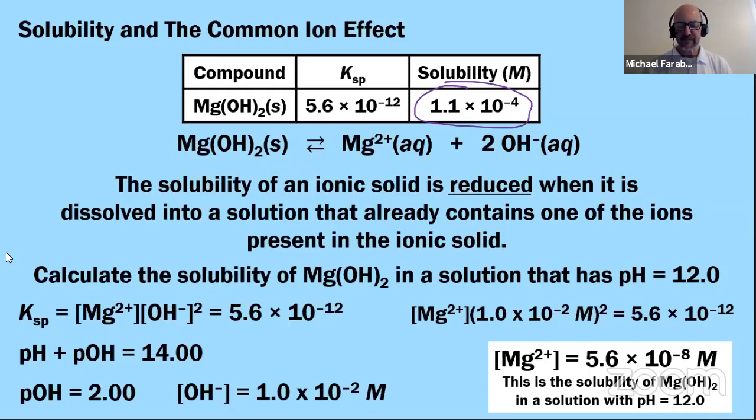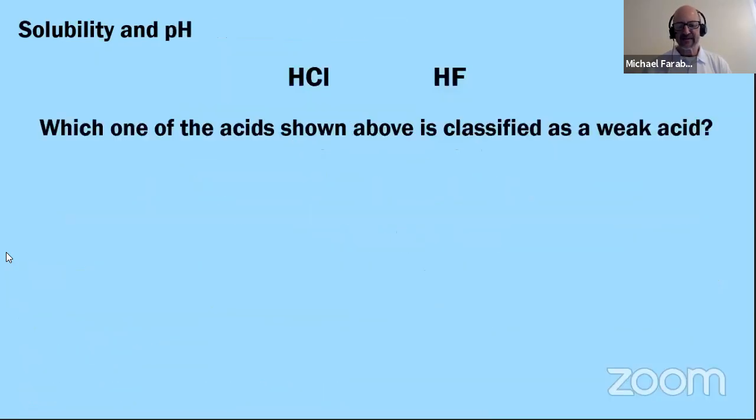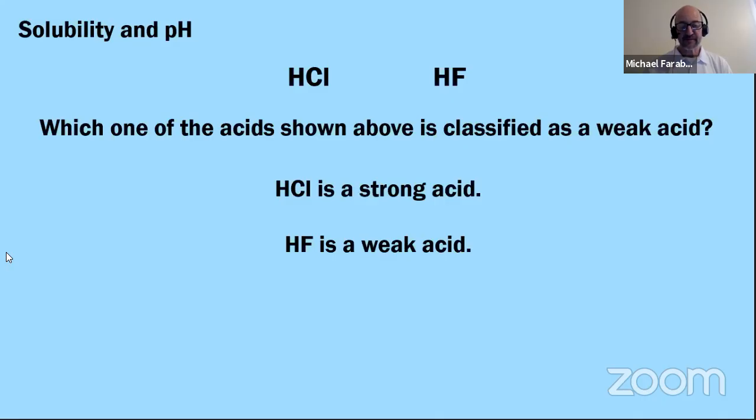All right, so this is kind of related, solubility and pH. I have 2 acids, HCl and HF. Now, which one of these acids is strong and which one of these acids is weak? You may remember that HCl is on your list of 6 strong acids. That means that HF, which is not on your list of strong acids, is actually a weak acid.